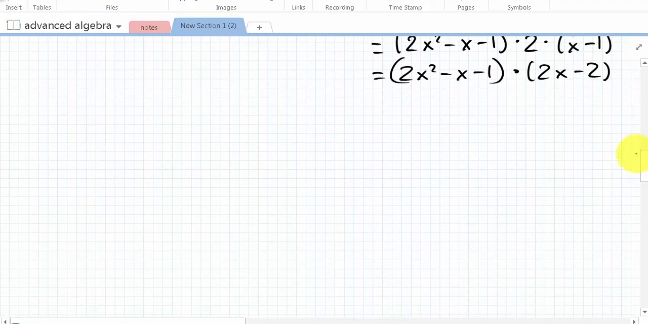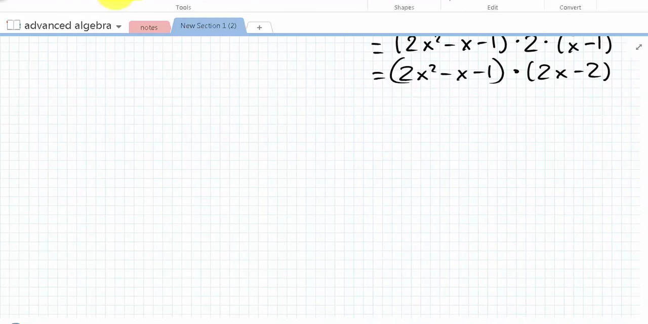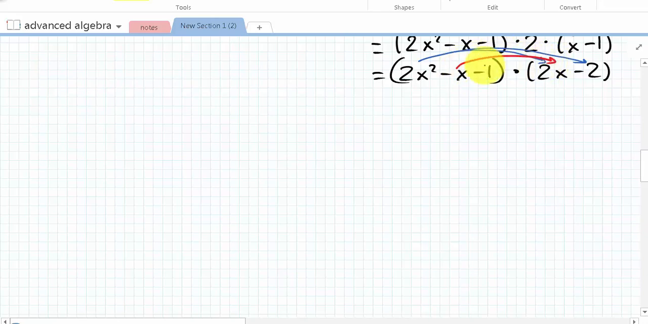So how do we do that? Well, we'll need to distribute, right? So 2x squared times 2x, 2x squared times 2, then negative x times 2x, negative x times 2, and finally we'll have negative 1 times 2x and negative 1 times negative 2. Okay? So what do we have? I'm going to start right here.